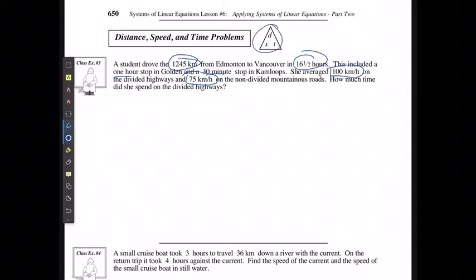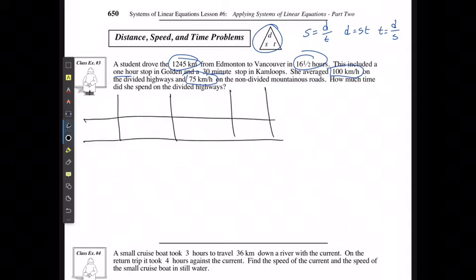So, if we know that speed is equal to distance over time, which means that distance is going to equal speed times time, and time is equal to distance over speed, then I'm going to create a little chart. So, my chart in this case is going to separate the highway travel from the mountain roads. Then I do my distance, my speed, and my time.